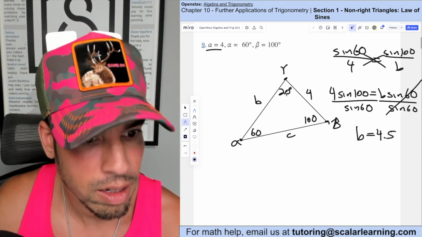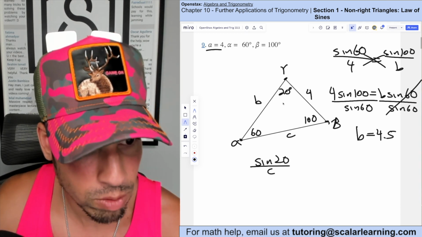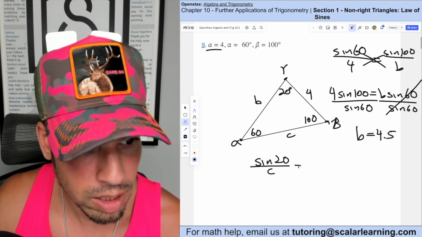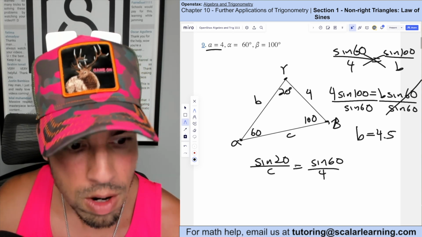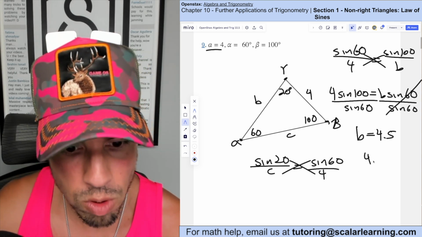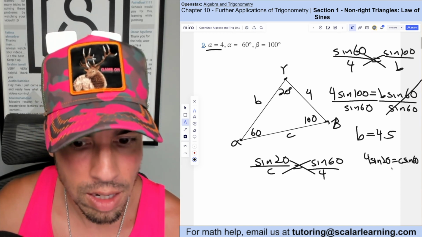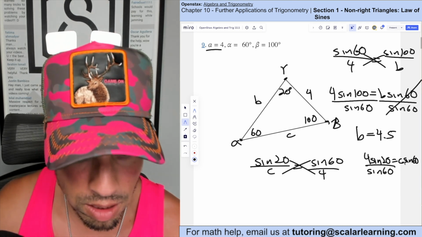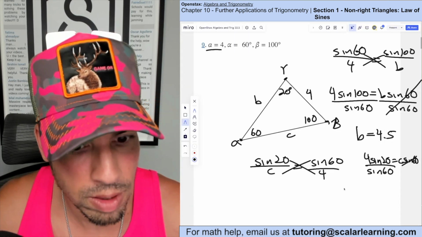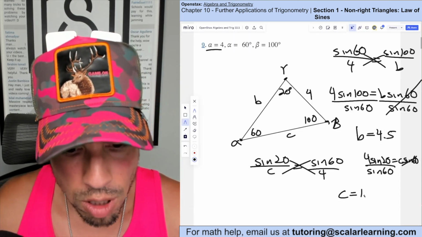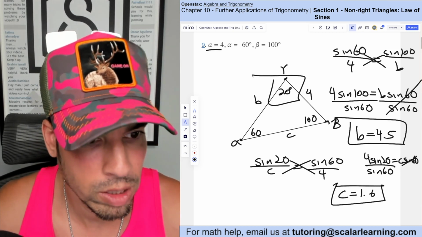Now let's run it again, trying to solve for C. So we're going to say sine of 20 over C, right? Sine of this angle over the opposite side is equal to sine of this angle over its opposite side, sine of 60 over 4. Now we're going to cross multiply like so. 4 sine 20 equals C sine of 60. And then we're going to divide by sine of 60 like so. Let's plug it into Desmos. And we get rounded to the nearest tenth, 1.6. So that means that C equals 1.6. So those are the three missing values, 4.5, 1.6, and then of course 20 degrees, boom, done.